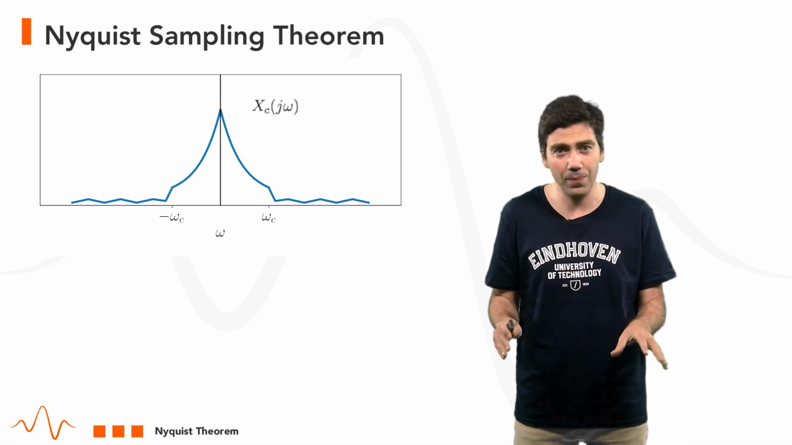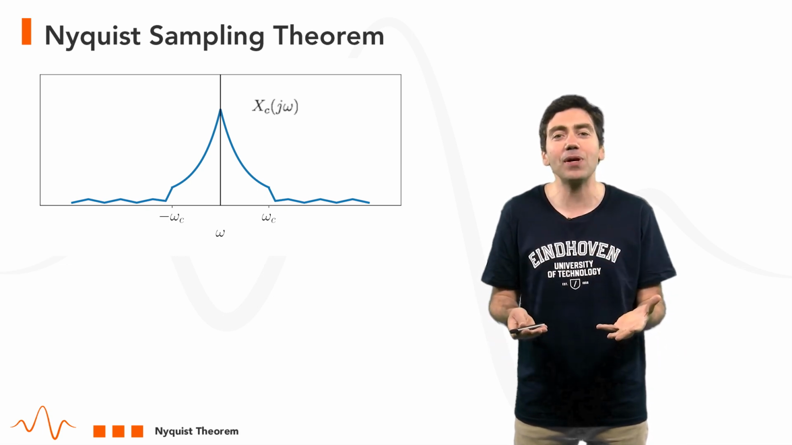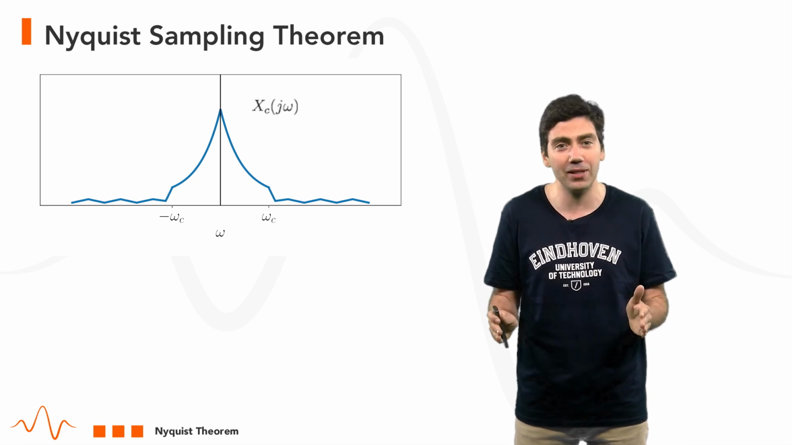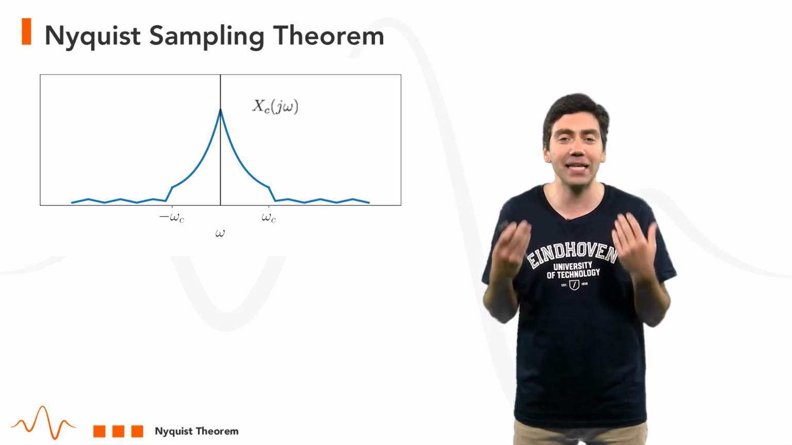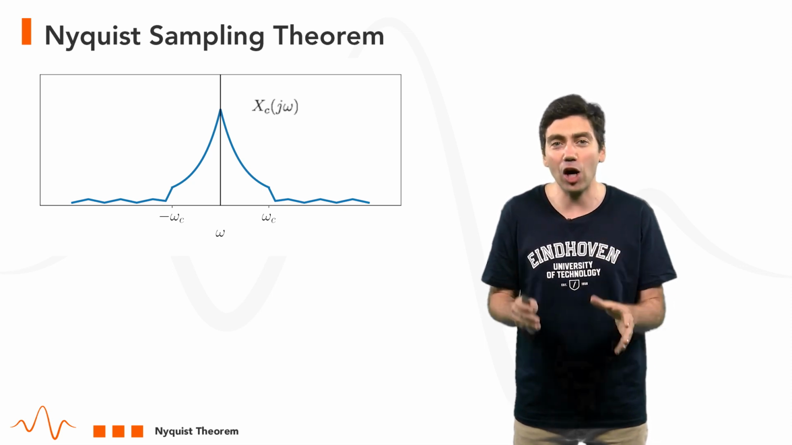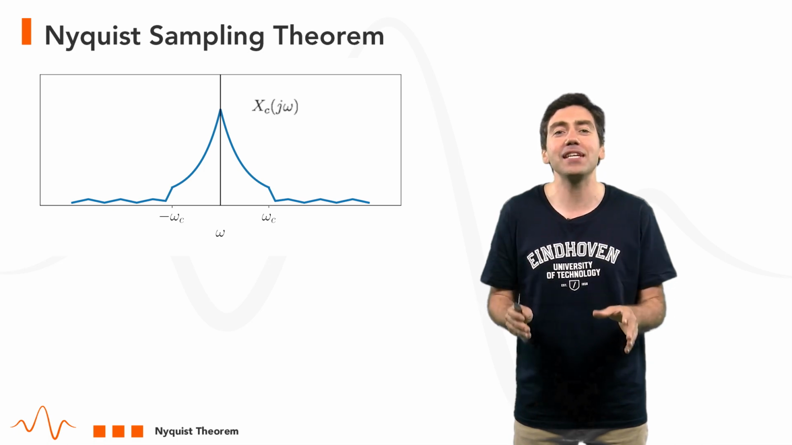The second practical consideration is that the Nyquist theorem only sets a lower limit on the rate at which we can sample a signal. In practice, the larger the sampling frequency, the merrier.